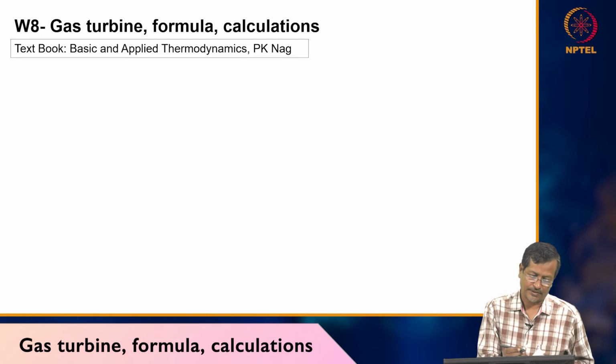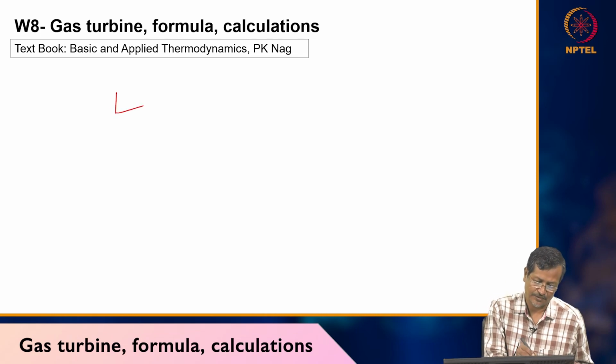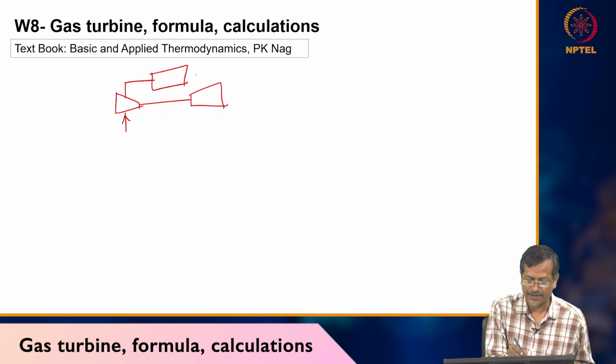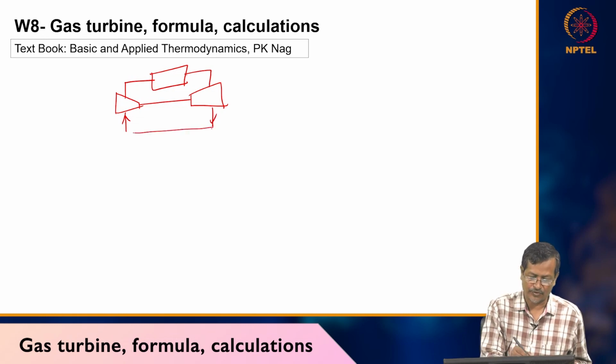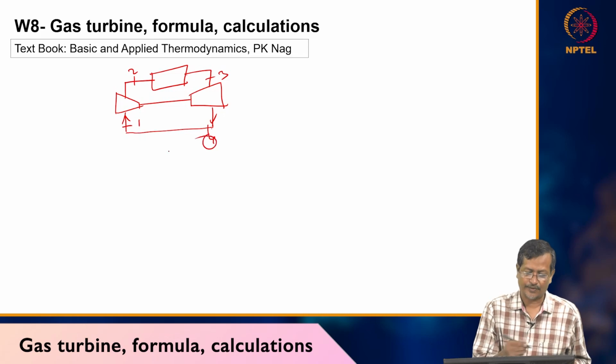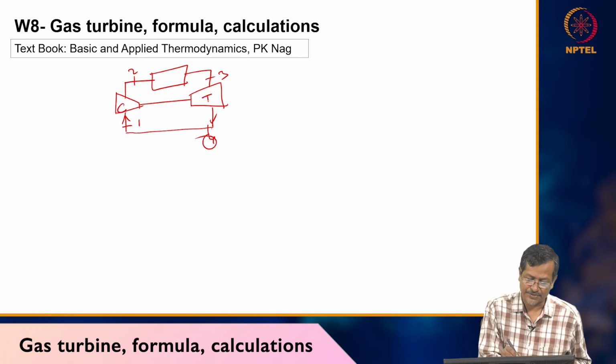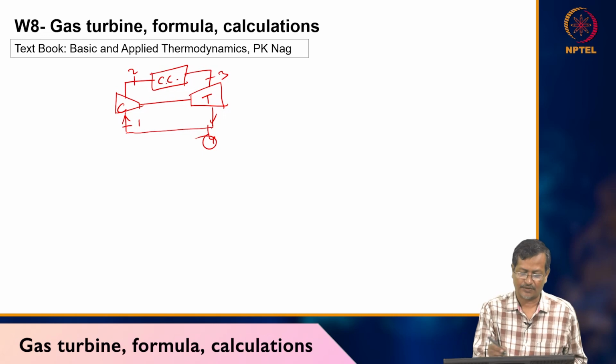In the gas turbine system you have already seen, the compressor is there, one turbine is there, fluid enters, combustion happens, and exit happens. Normally it will be an open cycle, but sometimes we draw it as a closed cycle also. So 1, 2, 3, 4: compressor, turbine, combustion chamber or combustor.